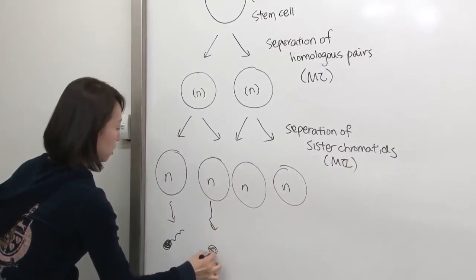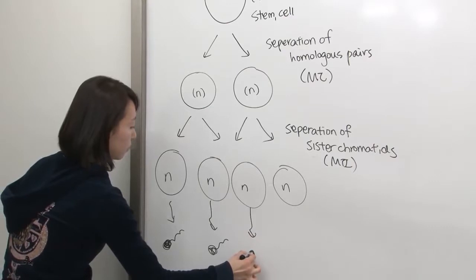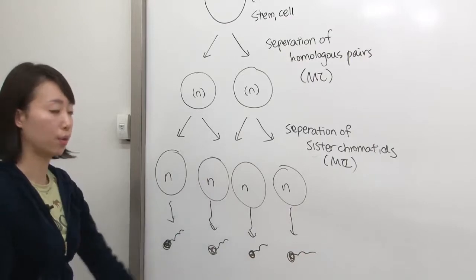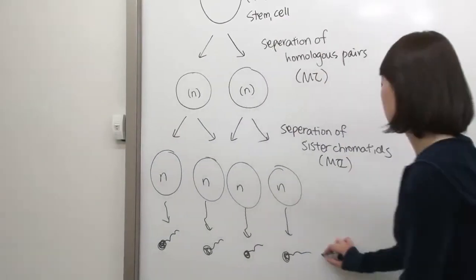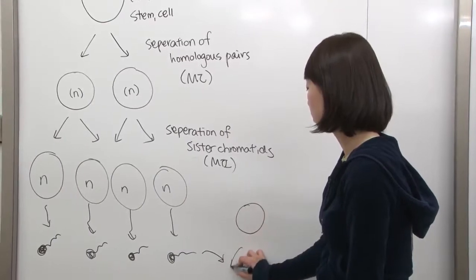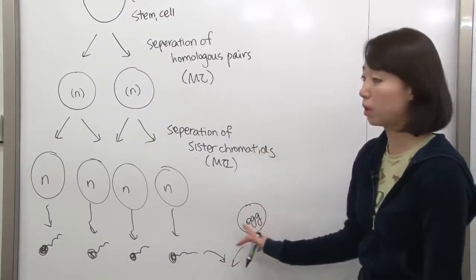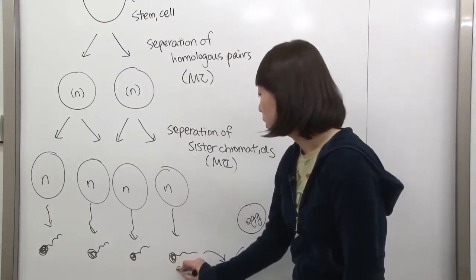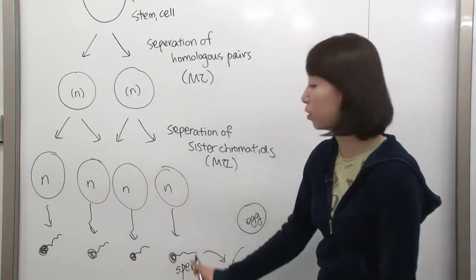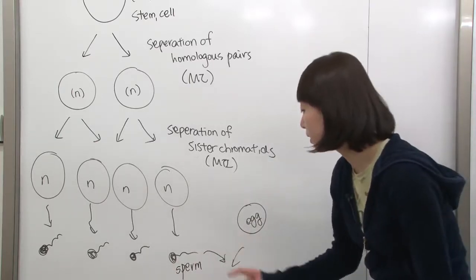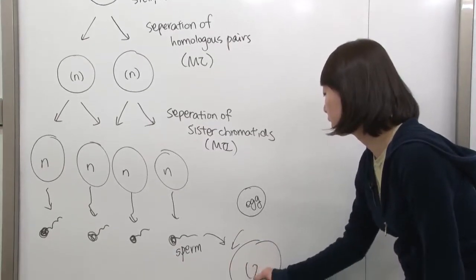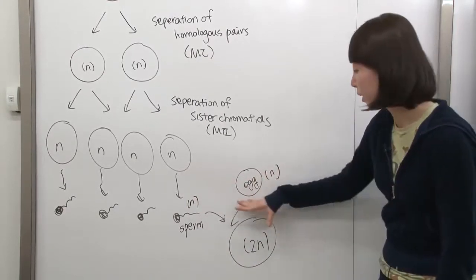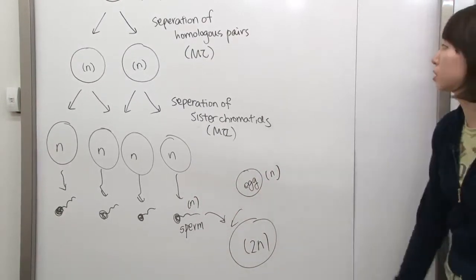Okay? So let's say this is sperm. So this is going to generate each sperm. And if this meets with an egg cell from the meiosis in the female reproductive organ, and this sperm cell from the male reproductive organ, these two fertilize and produce a zygote, which is 2N. You know what I mean? This is N, this is N, and this fertilizes, and this produces 2N, which is the zygote.